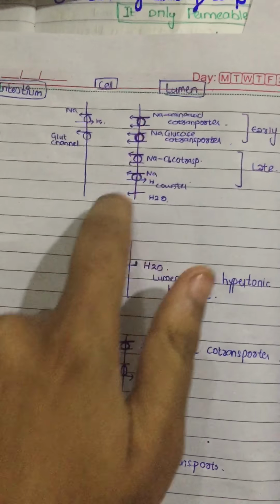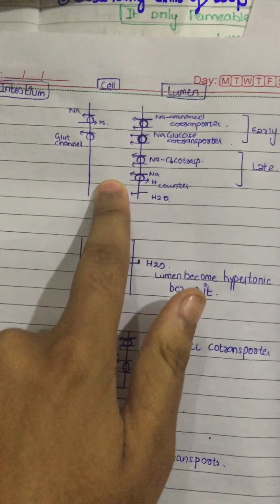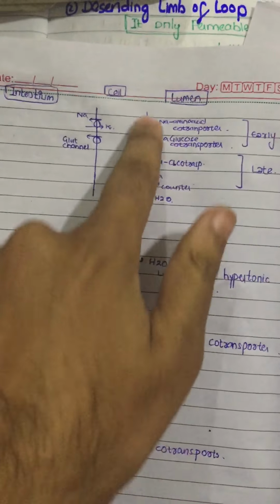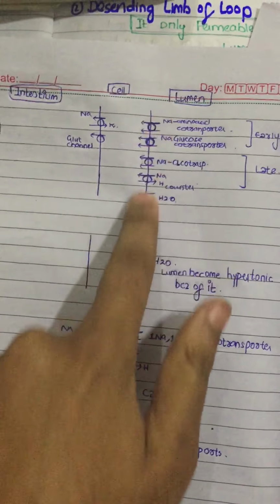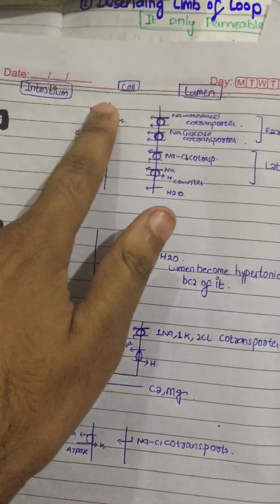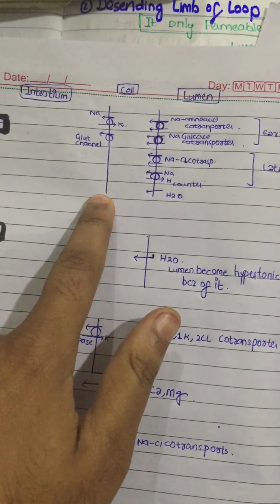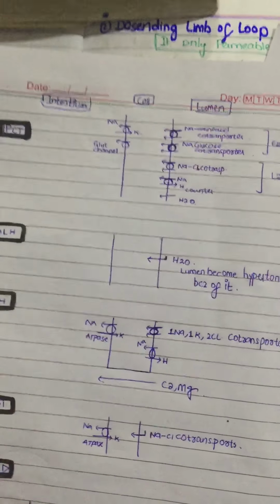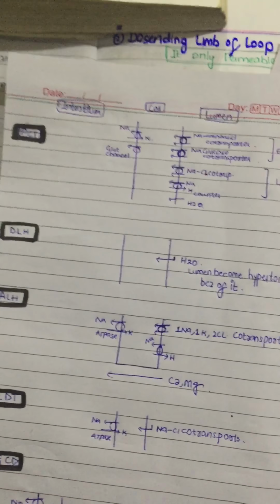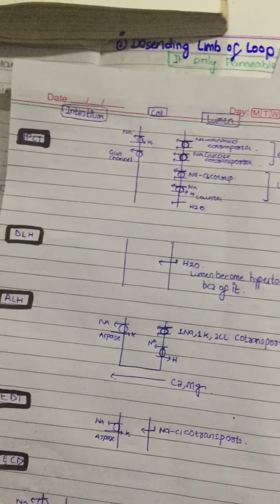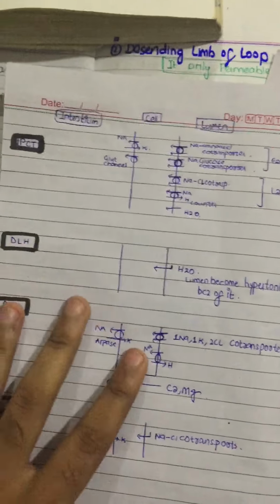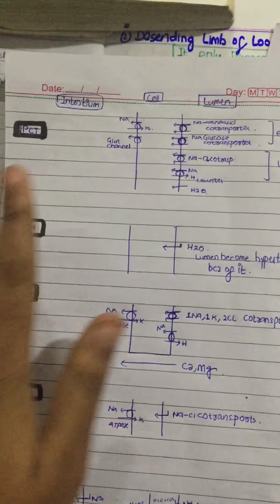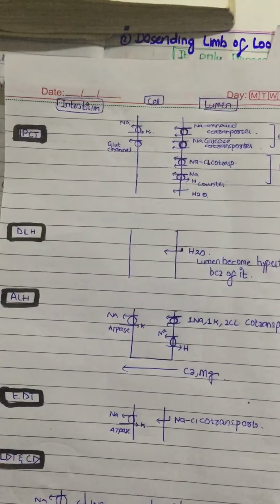So just remember, this is the cell, this is the luminal membrane, this is the cell, and this is the interstitial membrane or the basal membrane. Now this is the interstitium and this is the lumen. Just remember this diagram, and you can also make this diagram yourself, and it's going to be really easy for you to understand it. Okay, now we're gonna do the proximal convoluted tubule.